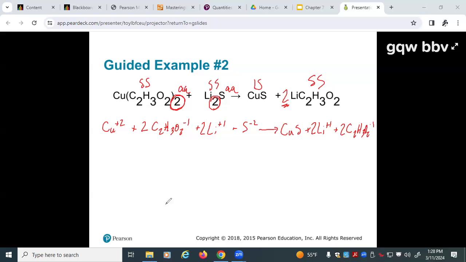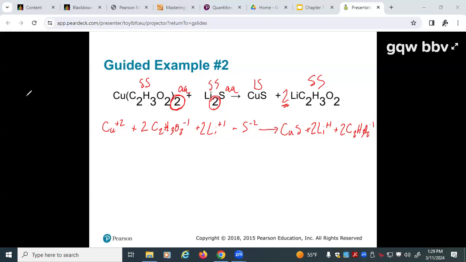So this is my ionic equation. I've taken all of the things that are soluble and I've broken them apart into the ions that they are made from. To turn it into a net ionic equation, I need to look for spectator ions.